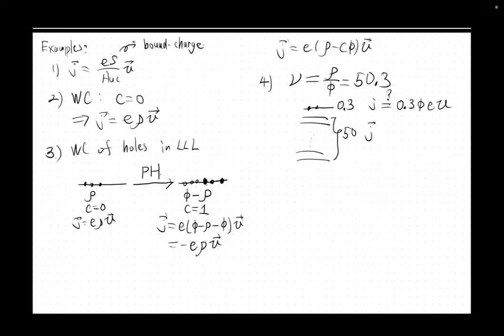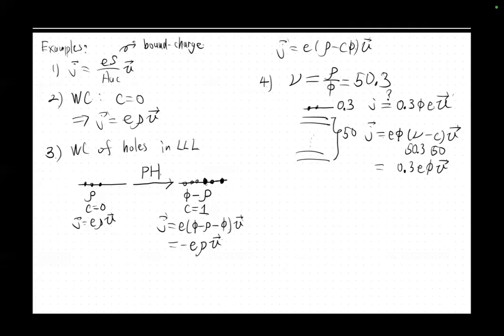So if you use our formula, J is equal to, first of all, I'll rewrite it in a form that's nice. So I can write it as E phi times nu minus C, times V. The nu is 50.3. Because I have 50 filled Landau levels, C is 50. So this is indeed 0.3 E phi V. So our result confirms our intuition that comes from freezing of the Landau levels.